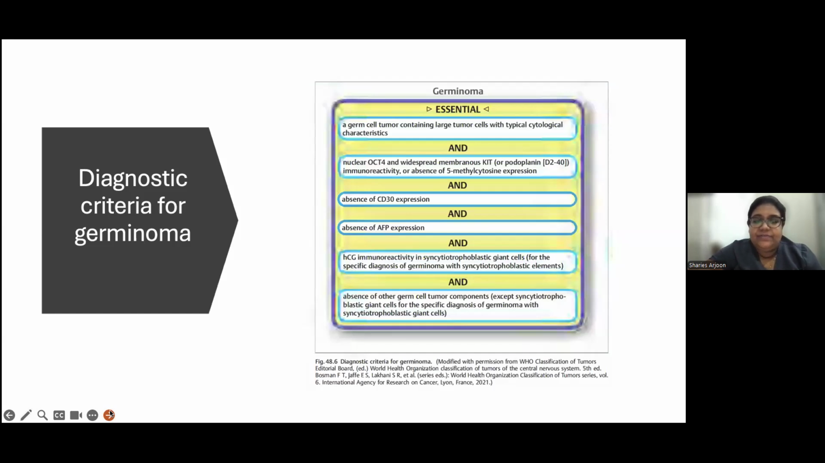So the diagnostic criteria for germinomas is a germ cell tumor containing a large tumor cell with typical cytological characteristics and nuclear OCT4 and widespread membranous KIT immunoreactivity or the absence of 5-methylcytosine expression, and the absence of CD30 expression, the absence of AFP expression, and HCG immunoreactivity in the syncytiotrophoblastic giant cells, and the absence of other germ cell tumor components, except the syncytiotrophoblastic giant cells, and the specific diagnosis of a germinoma with syncytiotrophoblastic giant cells.